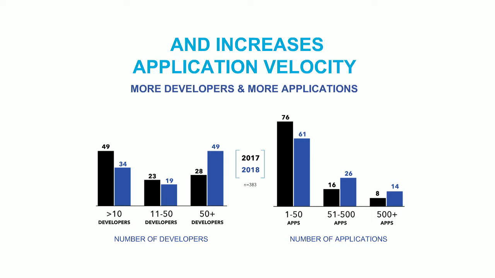And what we found going from the 2017 to the 2018 survey results was, in particular, I'll point at the 50-plus developers shift from 28% to 49% of organizations with over 50 developers. Some of them, and I'll point out T-Mobile as an example, or Comcast as another example, have thousands of developers that are writing apps and using Cloud Foundry as the deployment platform for them. And we've also seen a similar shift, although the numbers are slightly lower, with the 500-plus apps going from 8% to 14% of respondents.